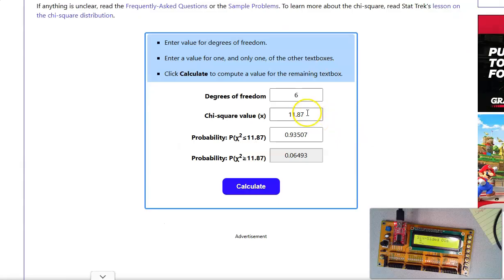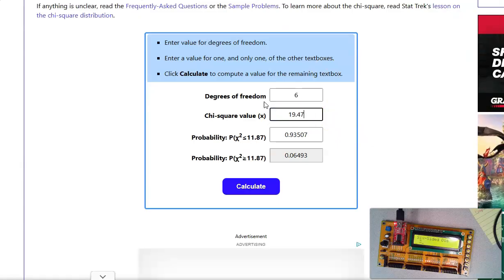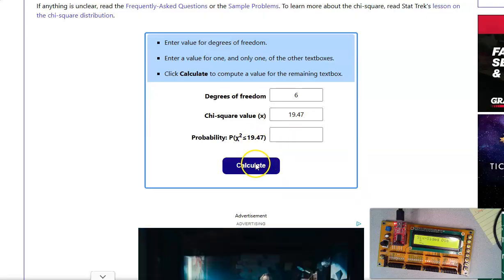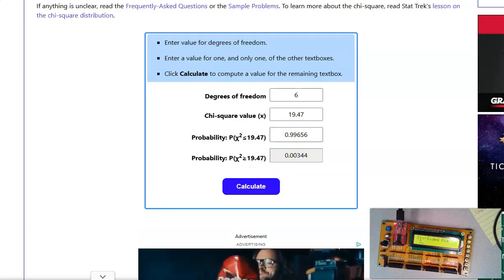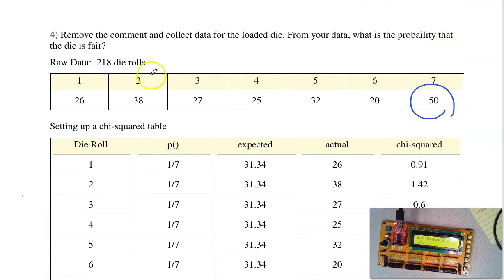What that means, if I have a chi-squared score of 19.47, 6 degrees of freedom, meaning 7 bins, that's 99%. So at this point I could be 99% certain that this is a loaded die. Of course, that was with a lot of die rolls. What it works out to is you can detect loading if you have enough die rolls. If you just have a couple die rolls, like 50, it's really hard to spot 10% loading.